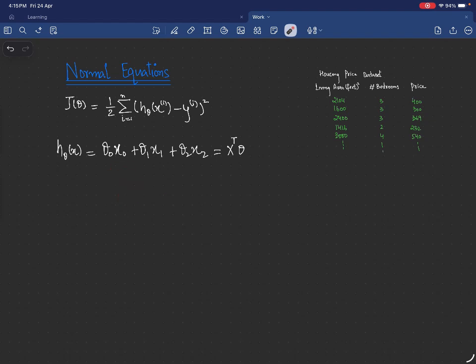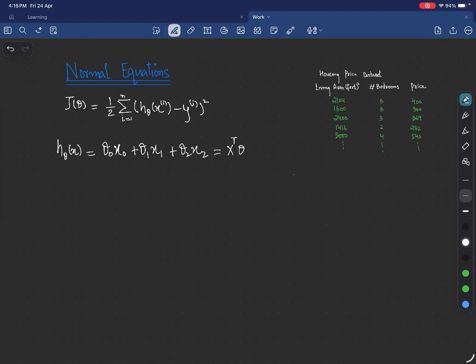To derive the normal equations, we will first transform this cost function into its matrix form. So let's see how we'll do that. As you can see, this is our hypothesis: h theta of x equals theta naught x naught plus theta 1 x1 plus theta 2 x2, and this is equal to x transpose theta. First, we will verify if this is actually equal to this.